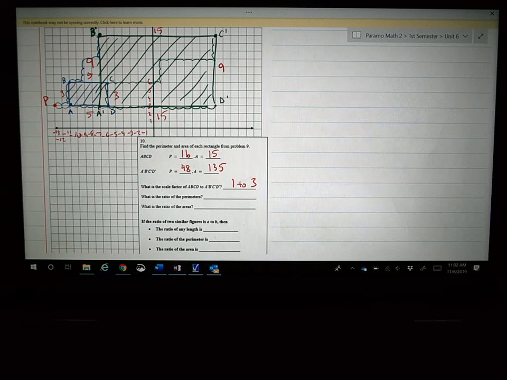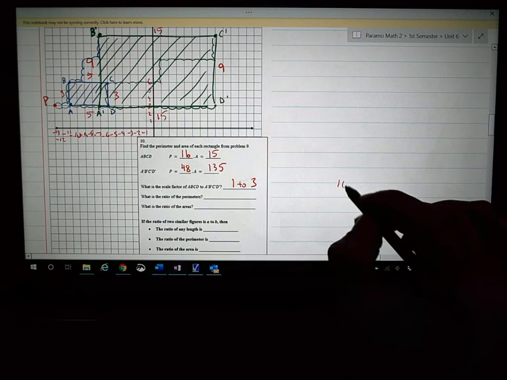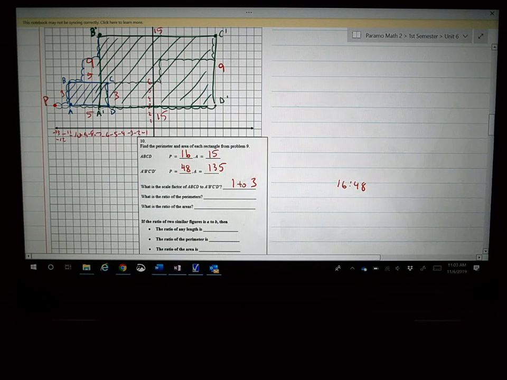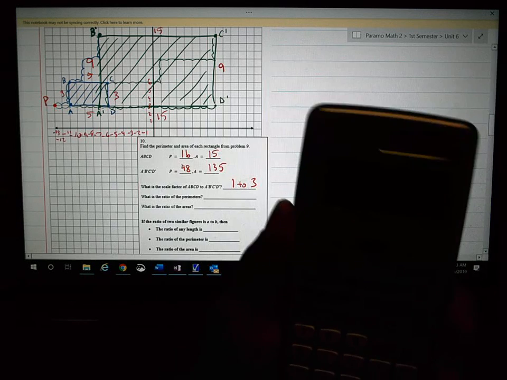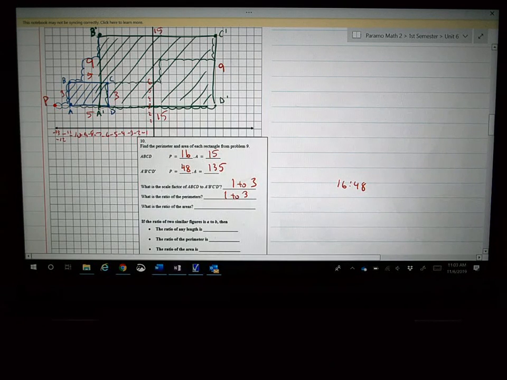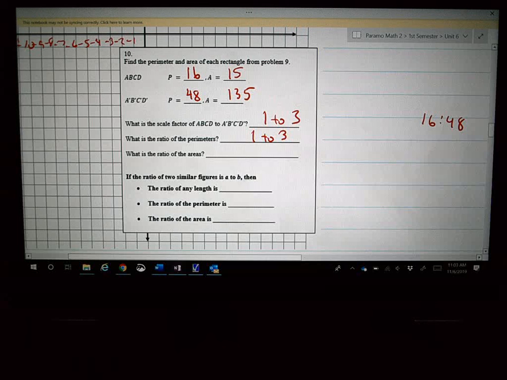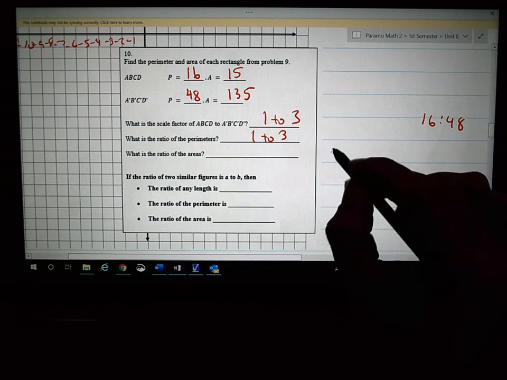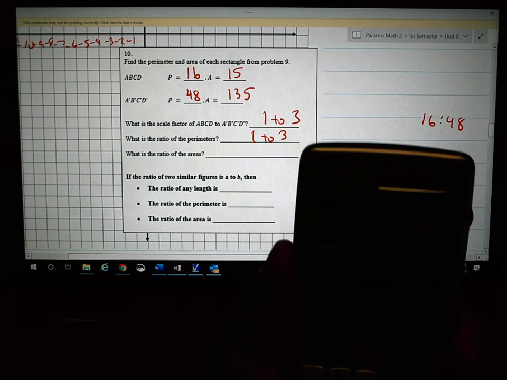What's the ratio of the perimeters? What is the ratio of this perimeter to that one? What is 16 to 48 reduced to? If you don't know, get a calculator and then do 16 divided by 48. And my calculator says 1 to 3. What's the ratio of the areas, though? What is 15 to 135? Let me divide that for you on my calculator.